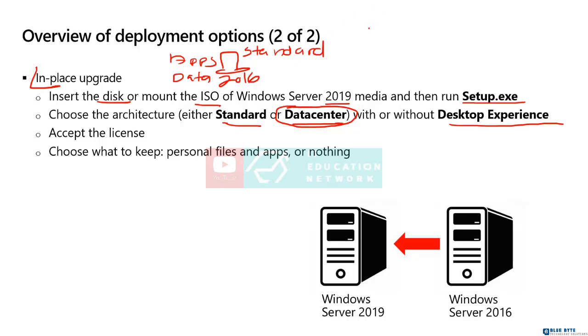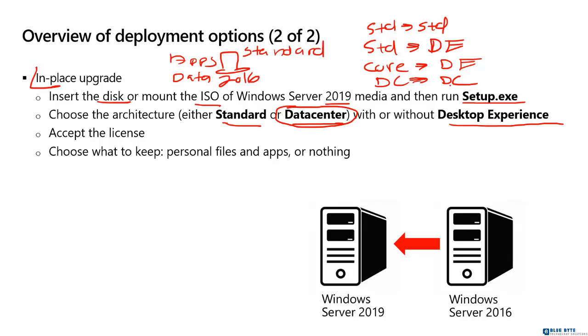So for that, we'll say STD for standard. You can go standard to standard. You can go standard to desktop experience without a problem. And you can go from core to desktop experience. But you cannot go the other directions. And I didn't put it in the list, but naturally, you can go from data center, I'll say DC for data center, to data center. So you just can't have a reduction in capability with that.